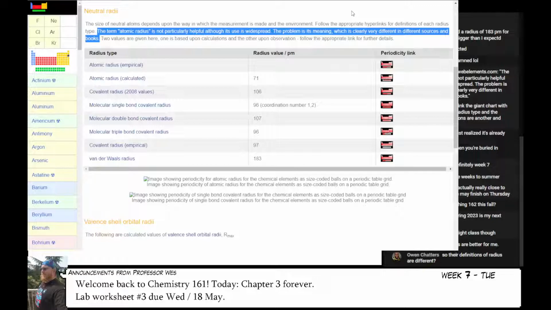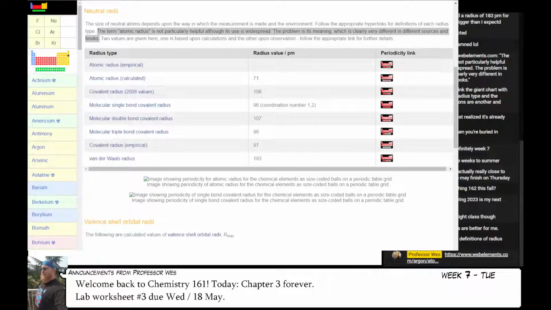Two values are given here. I didn't type this because I ran out of characters. One is based on calculations, so we use a formula. The other is based on observations, in other words we use spectrometry, or analyze it using IR or Raman spectroscopy, which we don't talk about in this class, and so on. You can click on these links for further details. I'm going to paste this in the chat; you can ignore it if you don't care. But if you want to click on these different things, you could find out how these radii are calculated, and maybe discover something interesting.